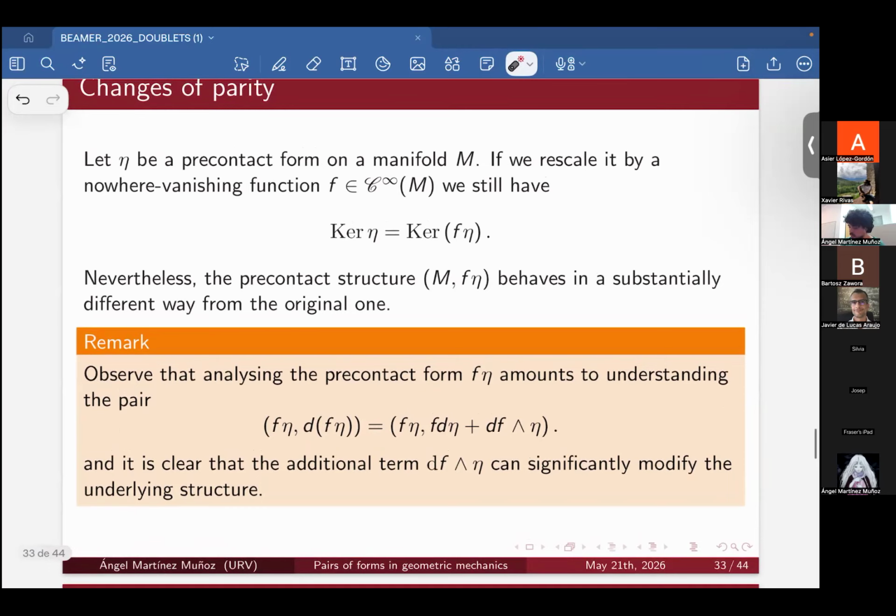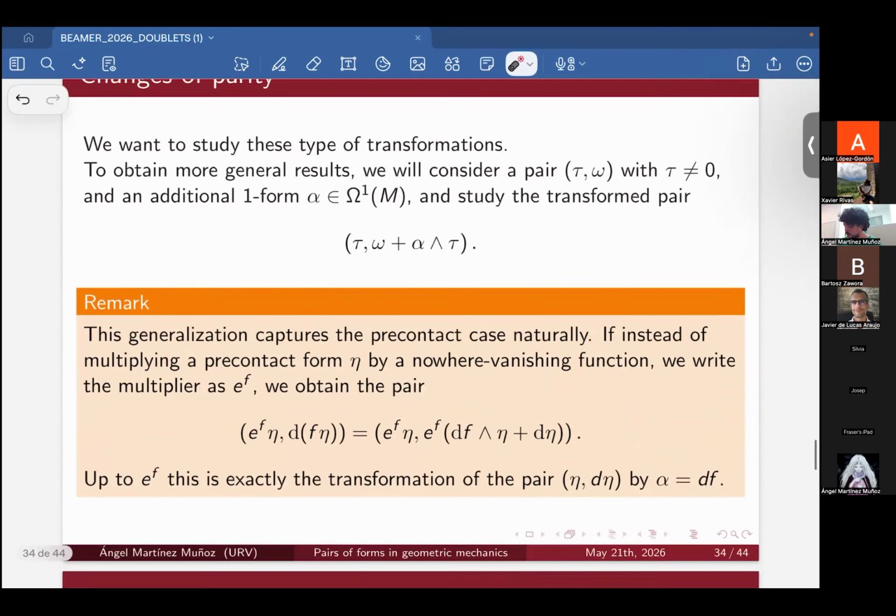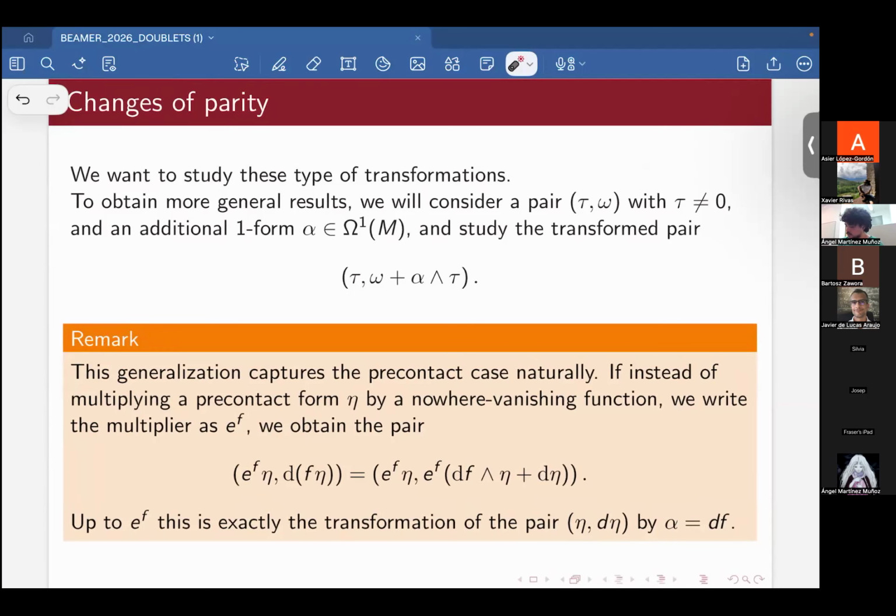Why? Because when you're doing this change, multiplying by a function, you're basically changing the doublet in this way. So you're not only multiplying the doublet by a function, but you're also adding this part here, which might give you some problems. It might modify your structure in a non-trivial way. So our way to deal with that was to consider transformations of this type. You start with some doublet with tau non-zero. We will consider this from now on, tau non-zero. And then you consider an additional one form, and then you study the class of this transformation.